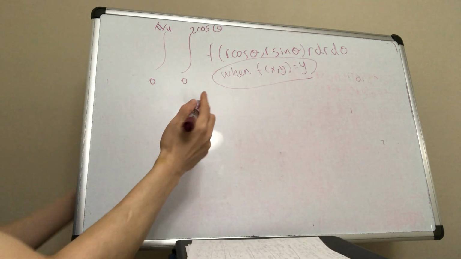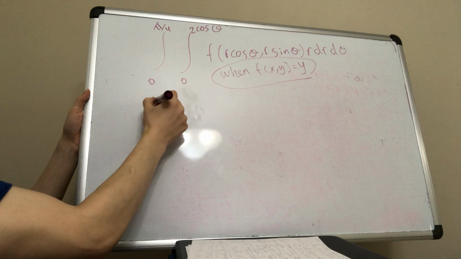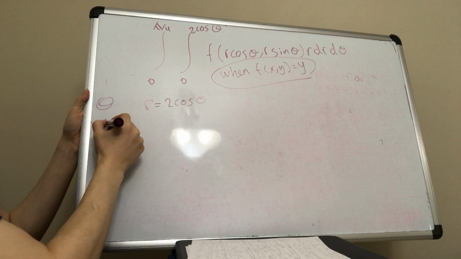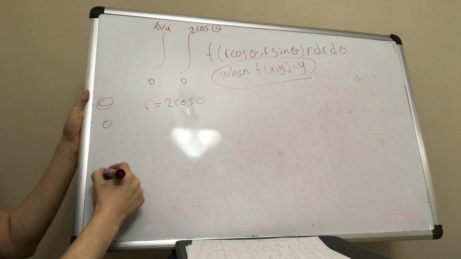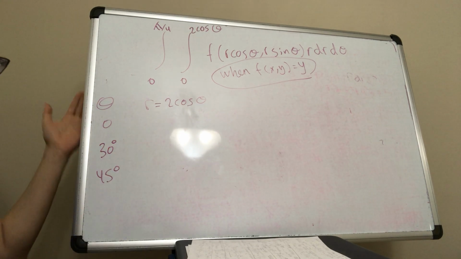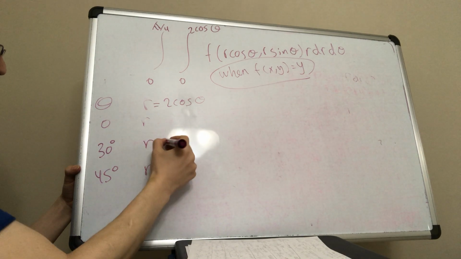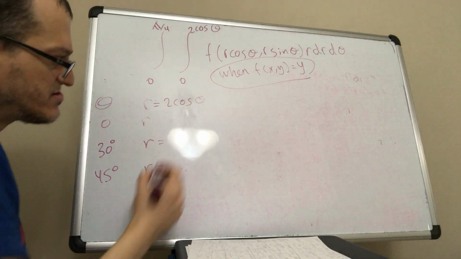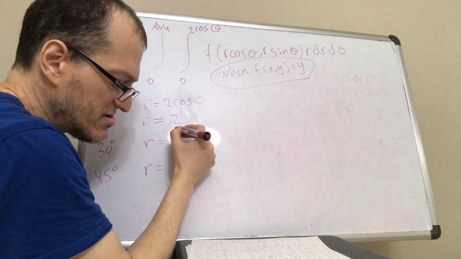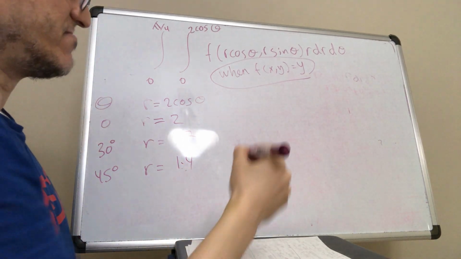Now to draw this, your r is 2 cosine theta. And your theta, 0 to pi over 4, 45 degrees. I'll add one more, 30 degrees, to know how my radius is going to look like. And I plug the three numbers. 0 gave me 2. When I plug this one, it gives me 1.7. And when I plug this one, it gives me 1.4.